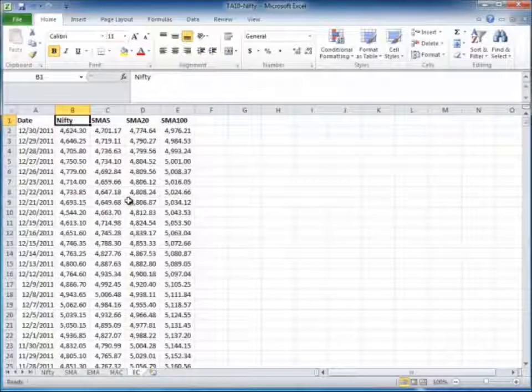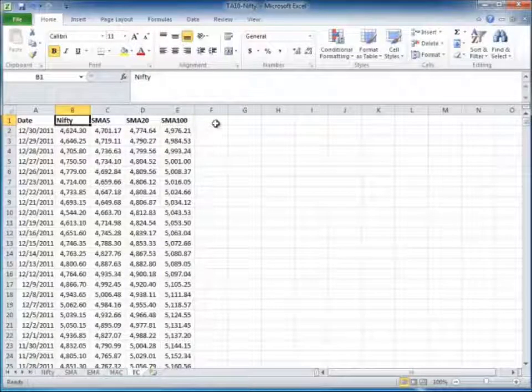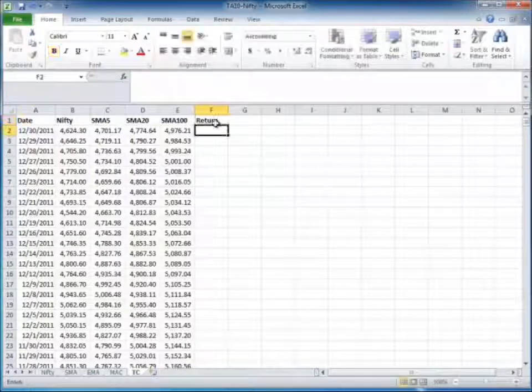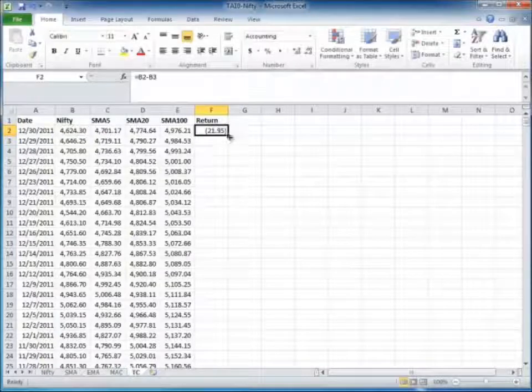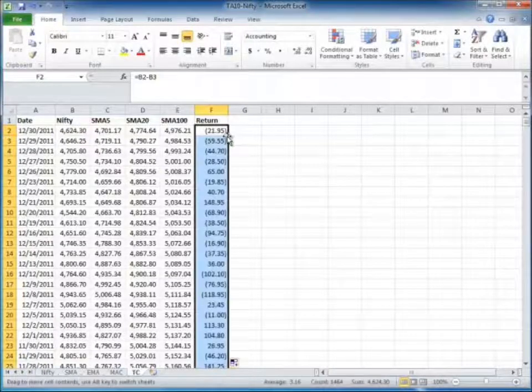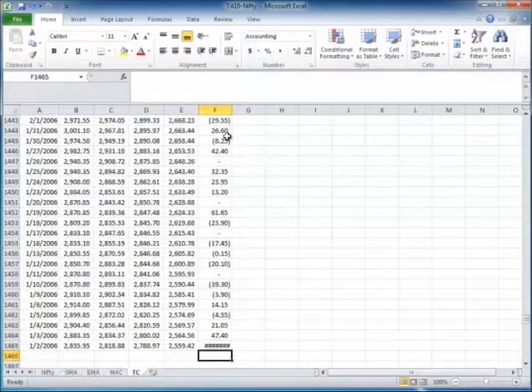So what we're going to do now is calculate the position, right? That is, what is our position? Long, short, or no position. Before we do that, we'll just quickly do the return. So this is just like we did before. This is the return on the Nifty index. This goes all the way down, and again, the first value will disappear.